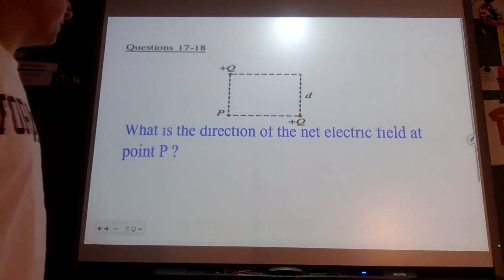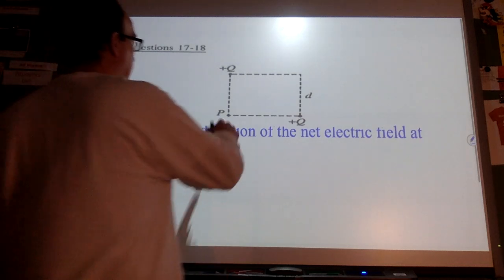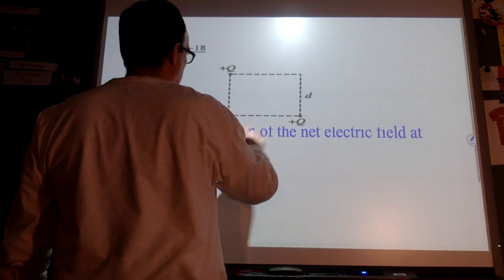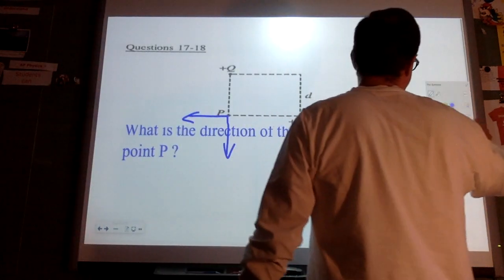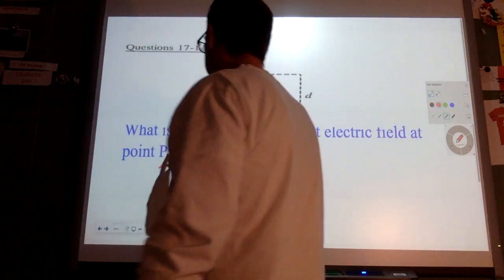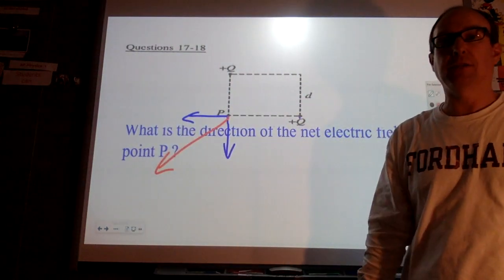Adding vectors, what is the direction of the net electric field at point P? At point P from this one, it would be a field going away. At point P from this one, it would be a field going away. The combination of these two arrows would be a diagonal in that direction.